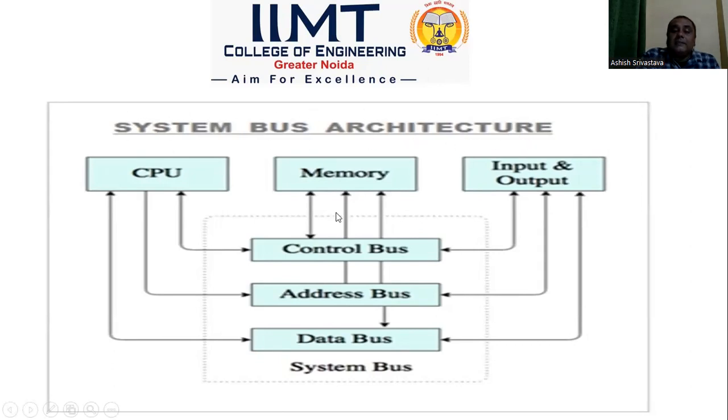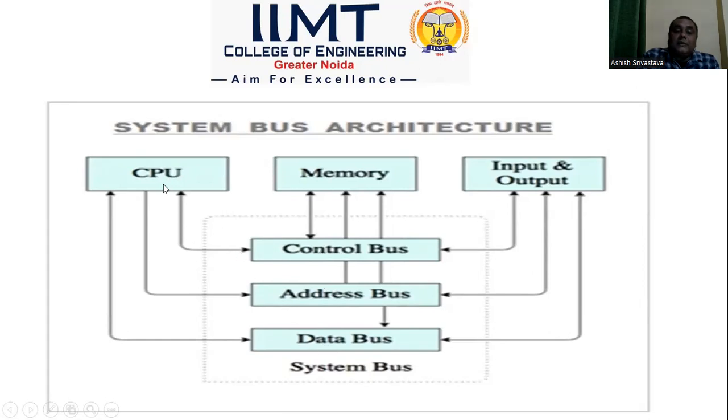In the system bus architecture, three types of buses are used. The first one is the control bus, the second one is the address bus, and the last one is the data bus. The control bus and data bus are bidirectional, but the address bus is unidirectional. These are the three types of buses used in the system bus: control bus, address bus, and data bus.